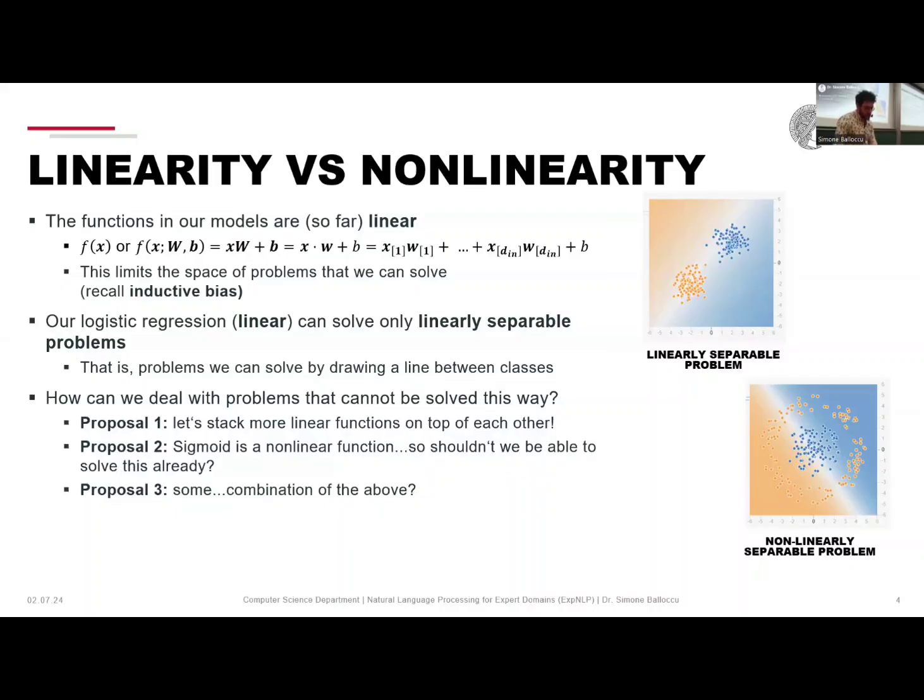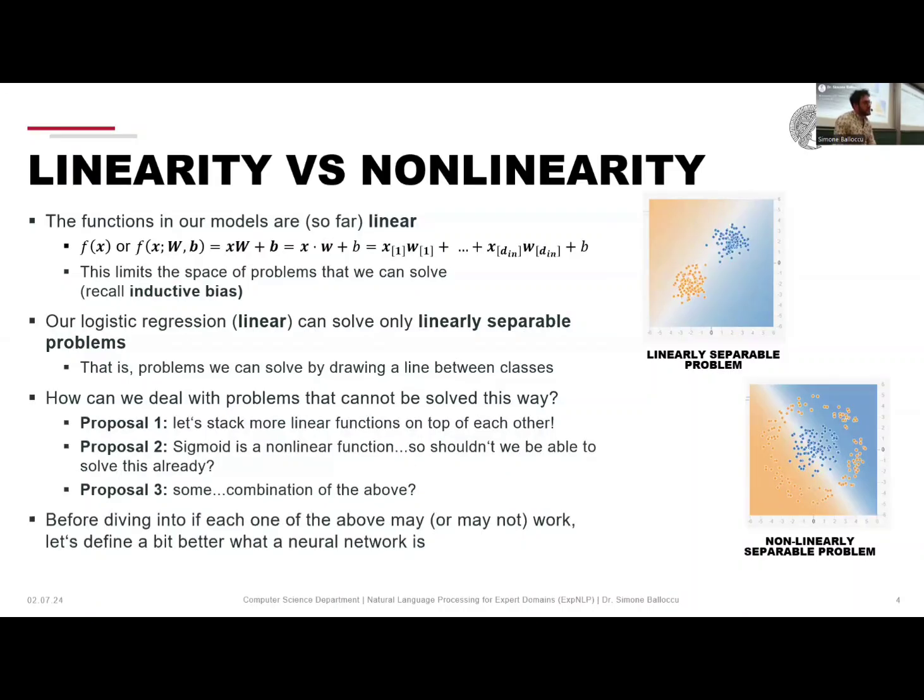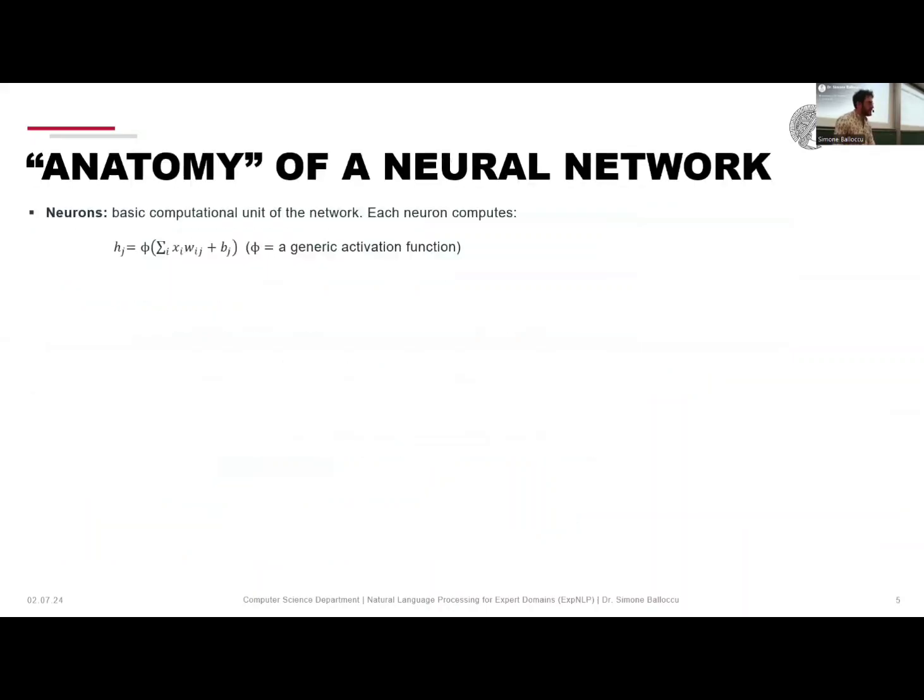But before seeing when this works and when this doesn't work, we need to learn a bit what a neural network is in general, because this is going to help you take a lot of stuff for granted later. So first of all, at the basics of a neural network, we have the neurons. You define a neuron as a computational unit of your network.